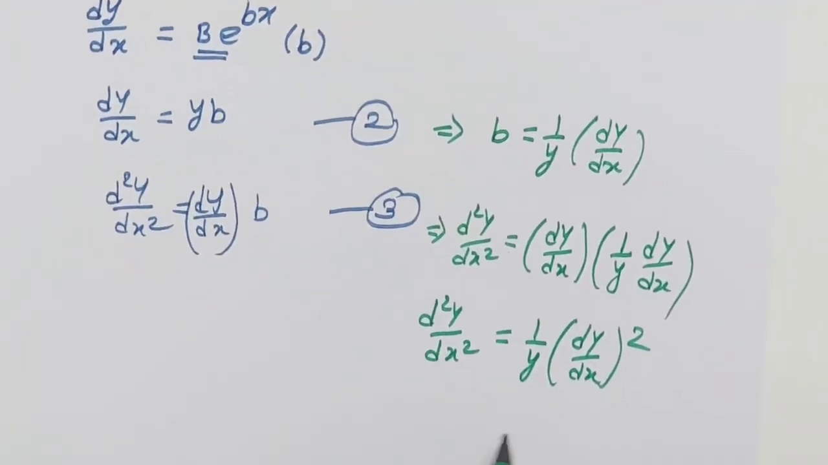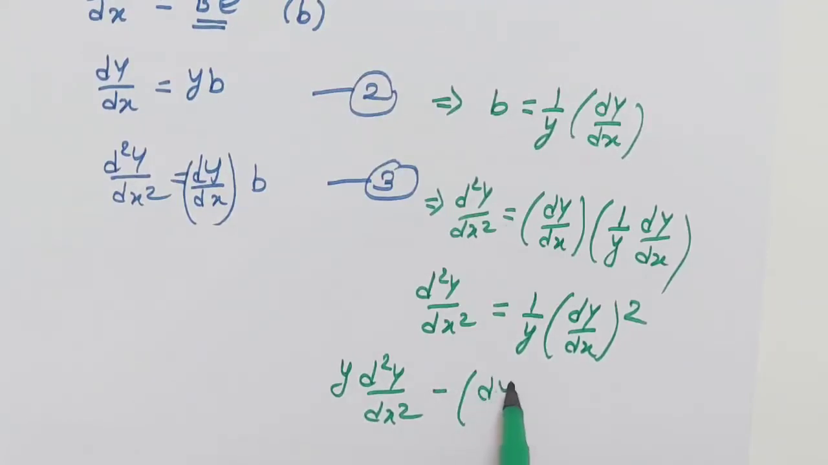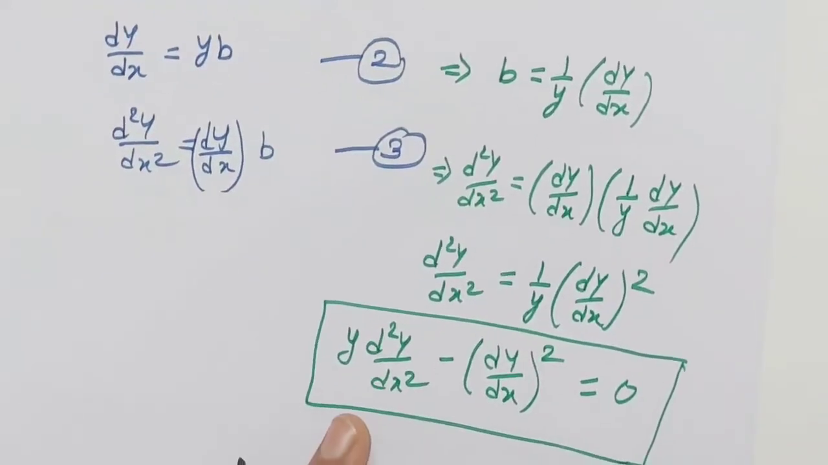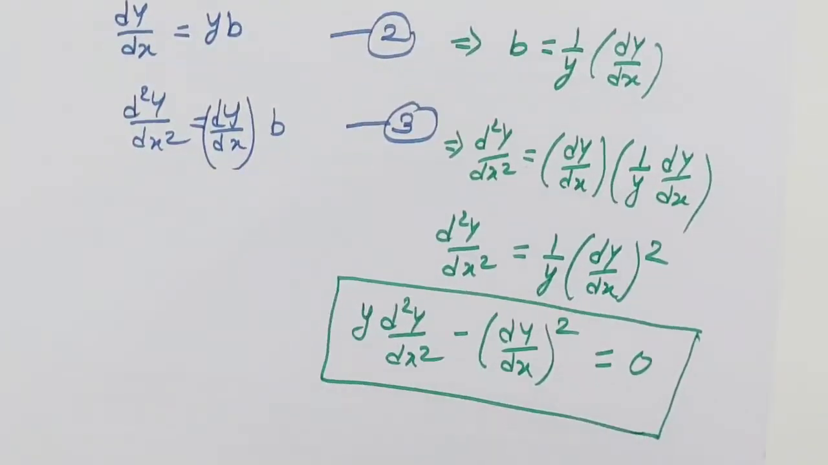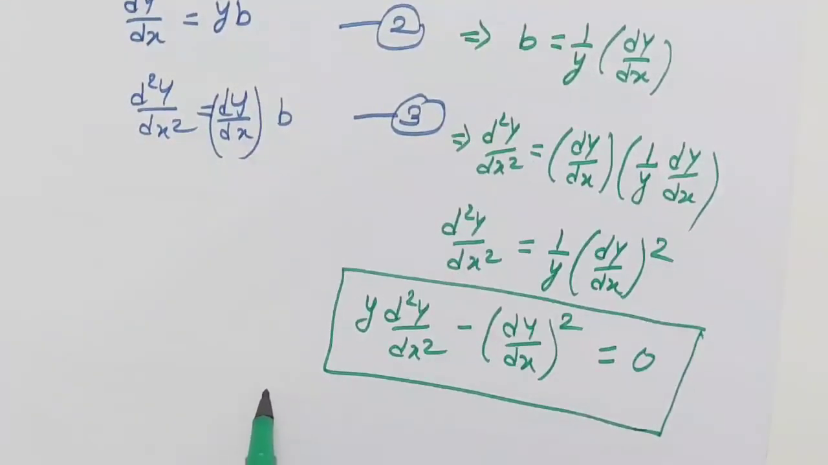dy by dx whole square. Multiply by y, then here y d square y by dx square minus bracket dy by dx bracket square is equal to 0. There is no constant contained in this equation. So it is our resulting differential equation, and the order of this differential equation is 2.